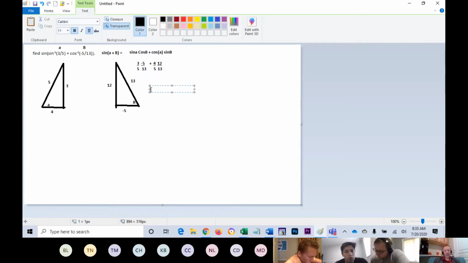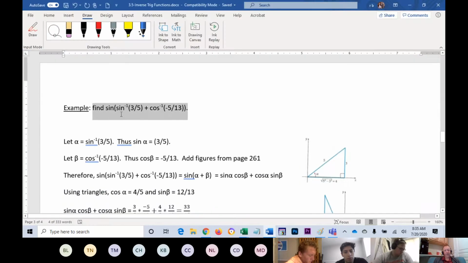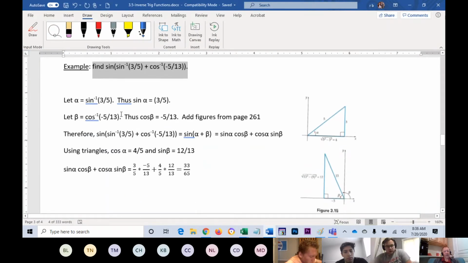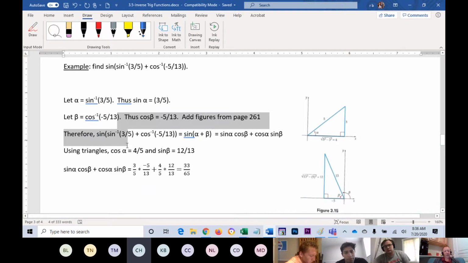So now we're going to get -15 on the top plus 4 times 12 is 48. And on the bottom, 5 times 13 is 65. And so that should equal 48 minus 15, which is 33/65. Let's see if I did that right. Yep, I did. Okay, does that make sense? Yep.